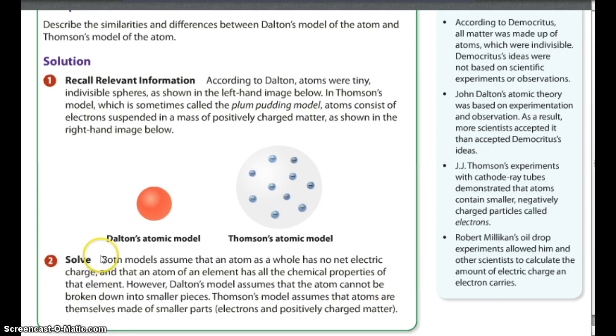All right, so the big difference, besides what I already told you about Dalton and Thomson: both models assume that the atom as a whole has no net electric charge. So overall, it's neutral. And that an atom of an element has all the chemical properties of that element. However, Dalton's model assumes that the atom cannot be broken down into smaller pieces. Thomson's model assumes that the atoms are themselves made of smaller parts, such as the positively charged pudding and the negatively charged raisins. And of course, the pudding and raisins are comparing it to what he called the plum pudding model.